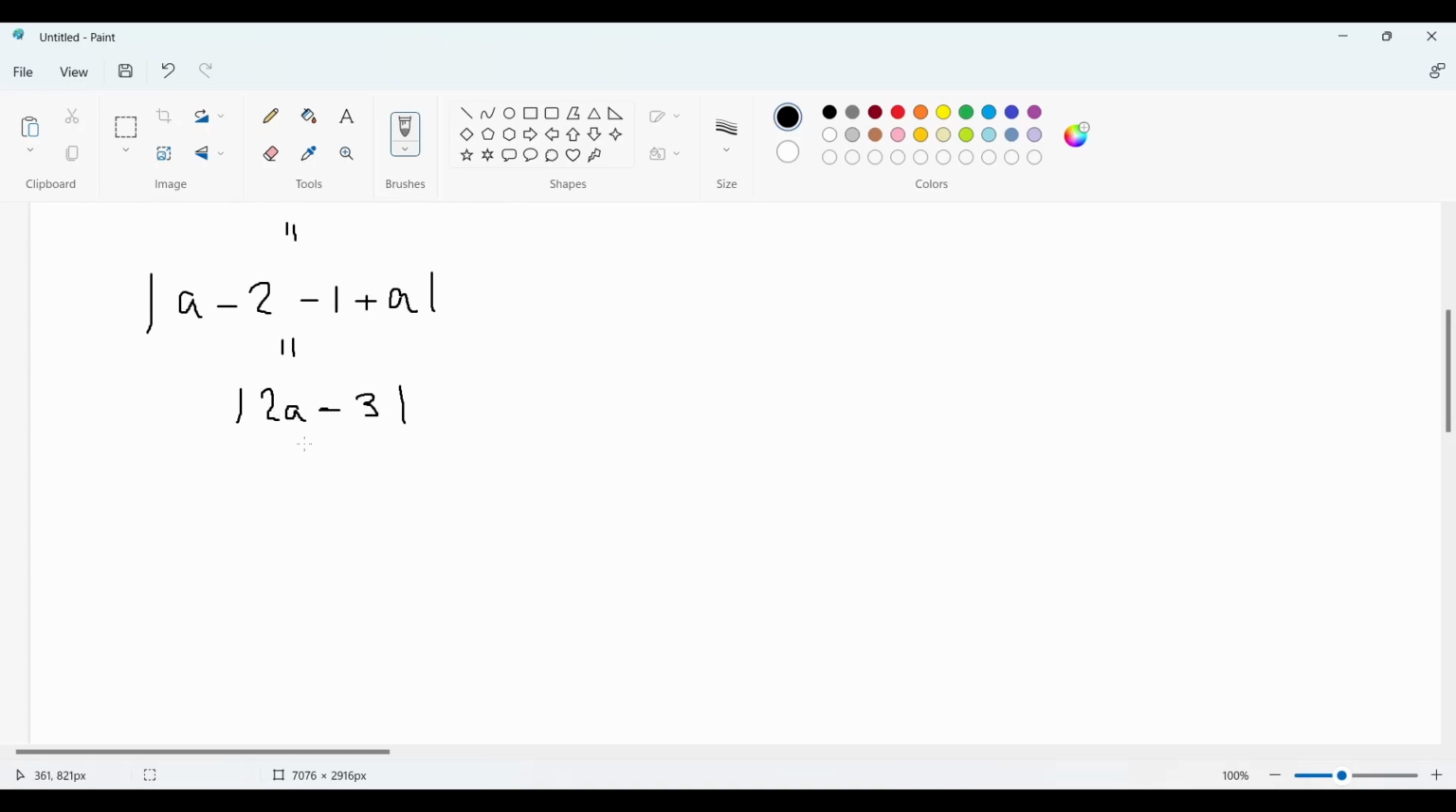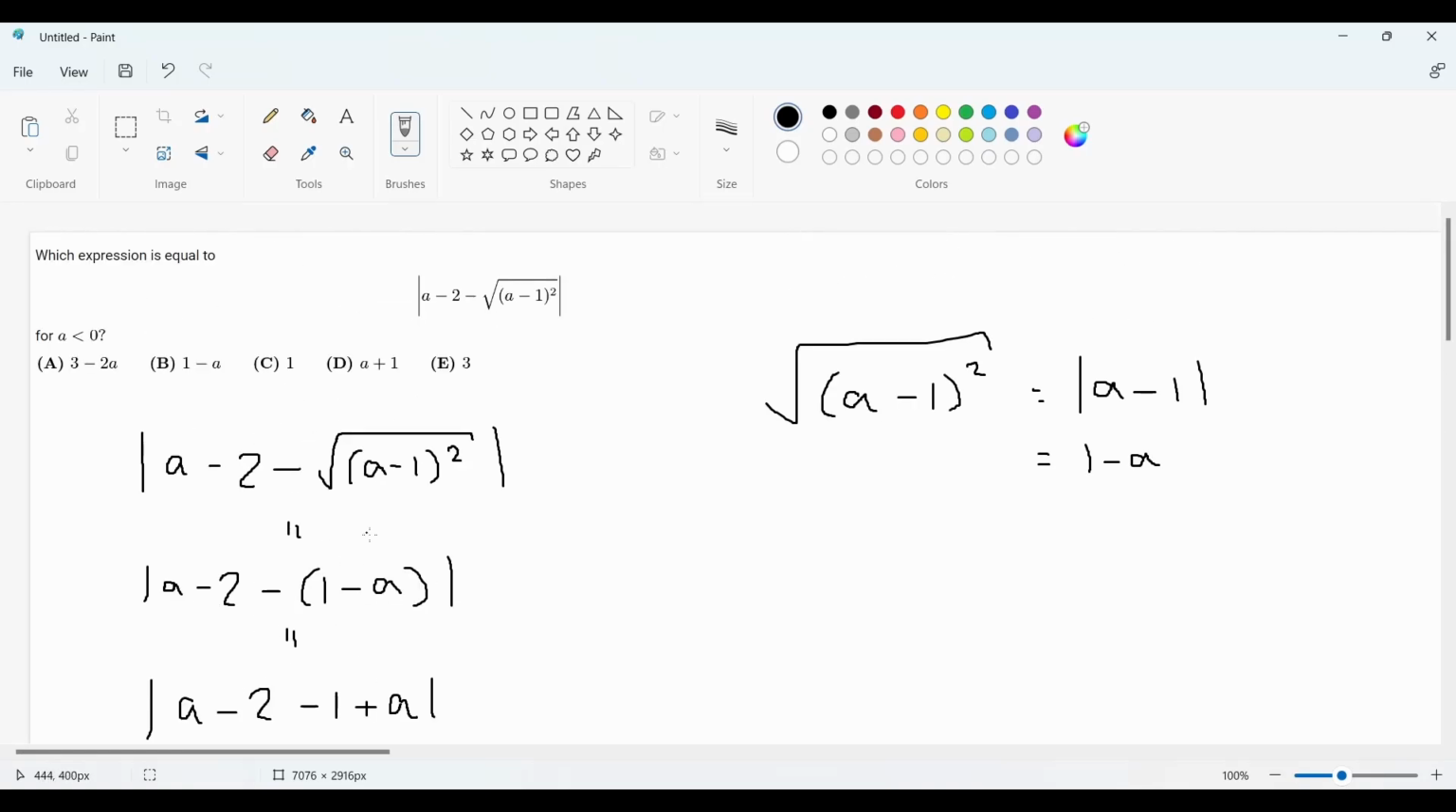Well, we know a is negative, so multiplying by 2 keeps it negative. And subtracting 3 keeps it negative. So this whole thing is negative. Again, we're taking absolute value, so we have to multiply the whole thing by negative 1 to make it positive. It becomes 3 minus 2a. So let's see if 3 minus 2a is one of our options. It looks like it's the first option. So 3 minus 2a should be the final answer to this problem.